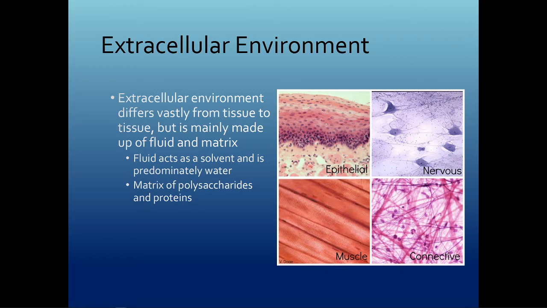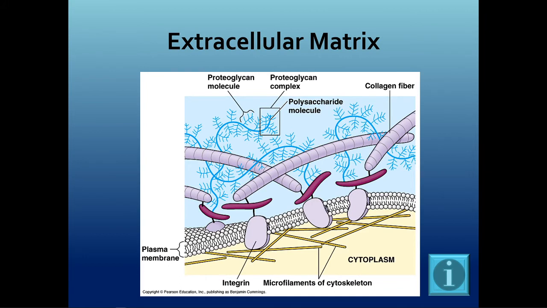When we look at this extracellular matrix, it's mainly made up of fluids and molecules within there. So polysaccharides and proteins. Polysaccharides are just long chains of sugars. Saccharide means sugar, poly means many. Proteins are long structures of amino acids that we'll look at a little bit later. So this extracellular matrix, as you can see here, is filled with stuff.